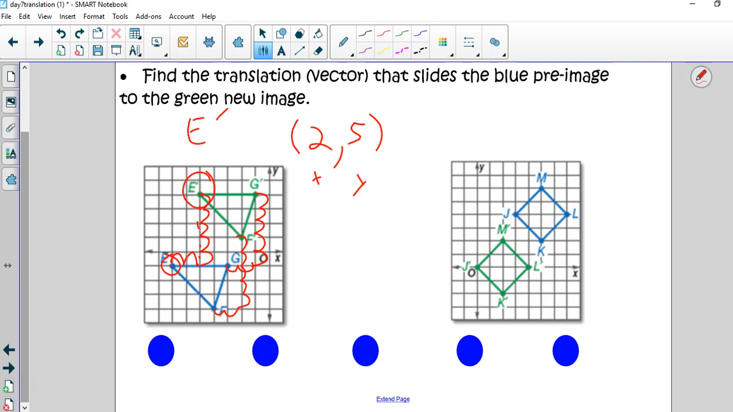Okay, moving from blue to green. From M going to M prime, I have to go 1, 2, 3 to the left. And then I'm going to go 1, 2, 3, 4 down. So that vector is -3, -4. And again, I can do it with any of the other ones. 1, 2, 3 left, 1, 2, 3, 4 down. And I end up at L prime.